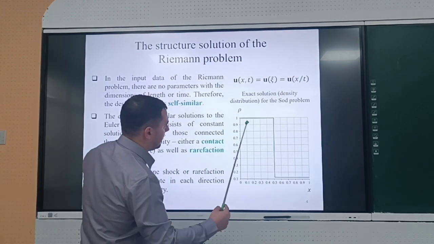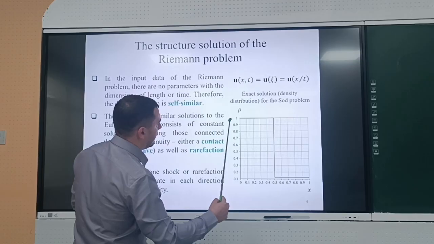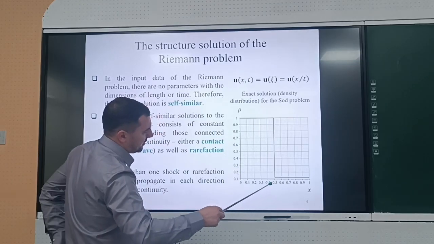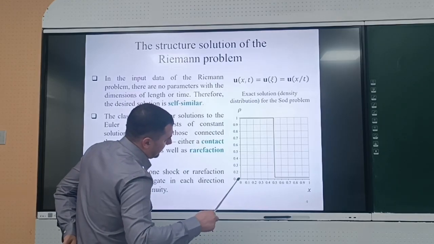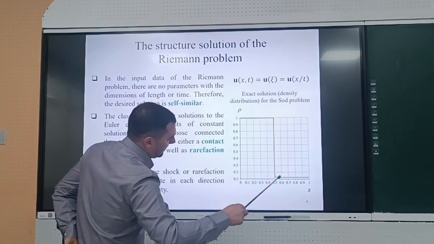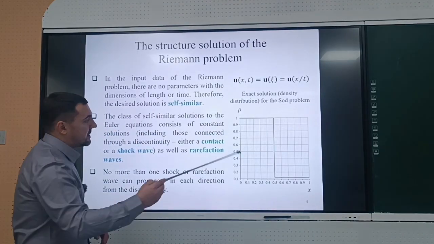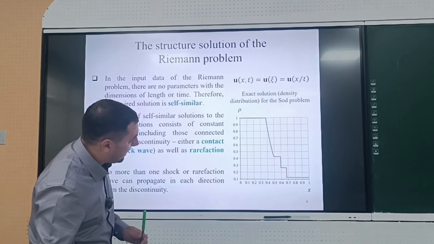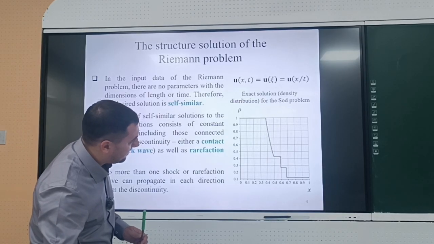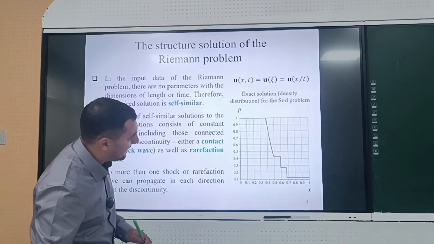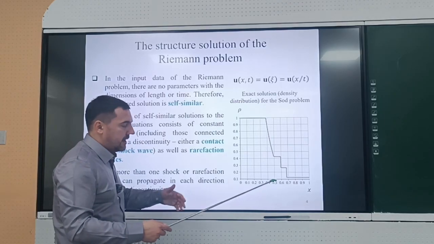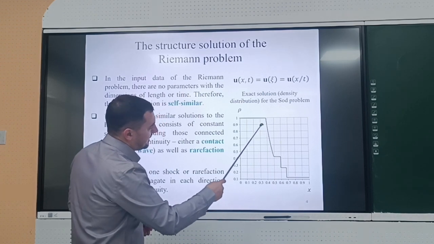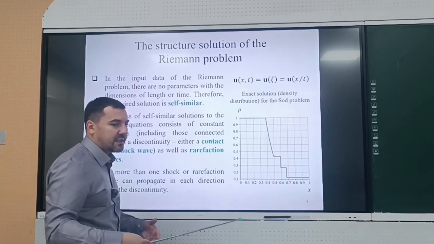For example, the density of gas is equal to 1 to the left of x equals 0.5 and 0.125 to the right. So this is the initial state. And how will this exact solution look? After some time, we'll get the following structure. Looking ahead, this is the shock wave, this is a contact discontinuity, and this is the rarefaction wave. We're going to discuss all the structures.